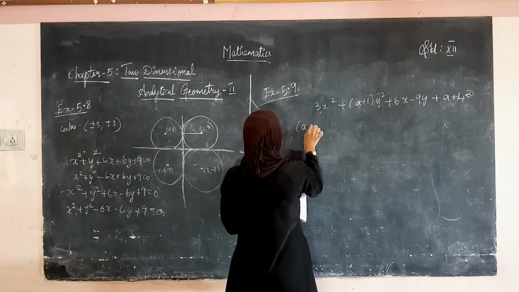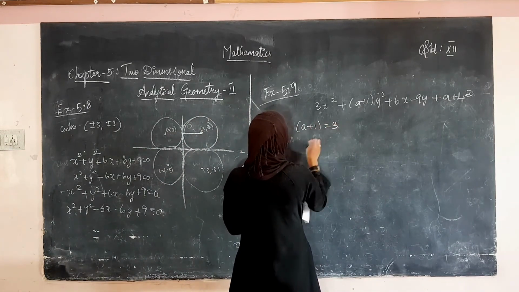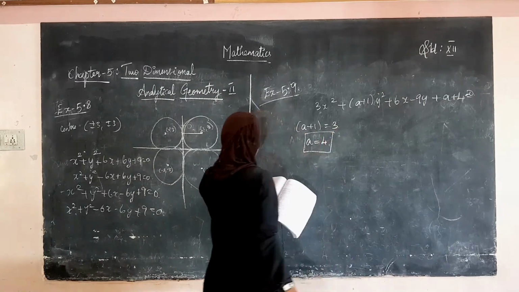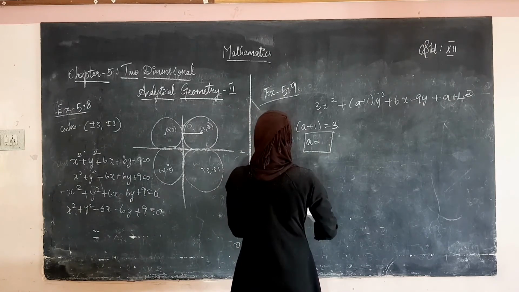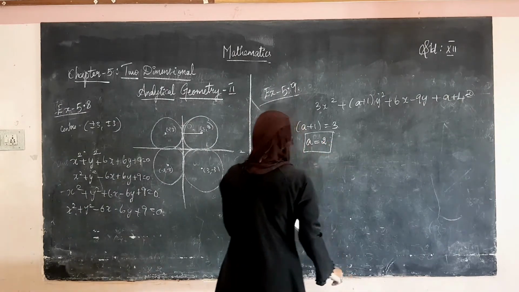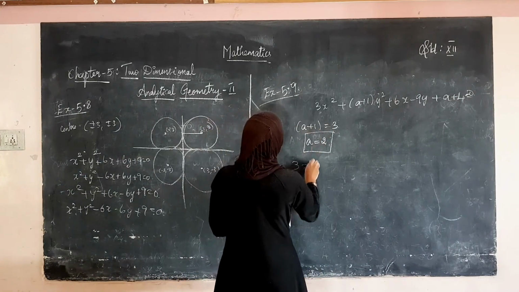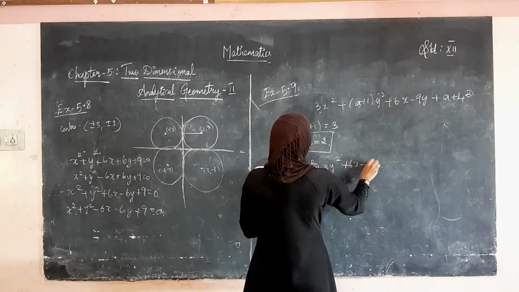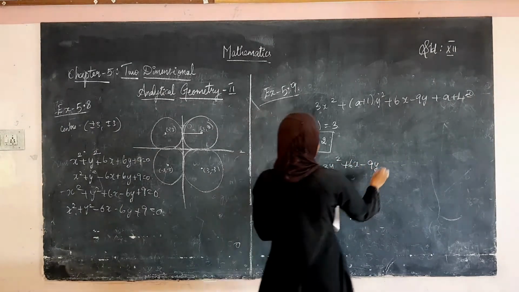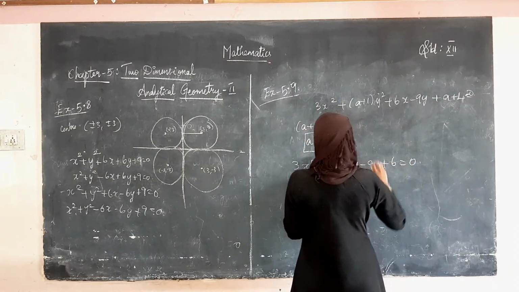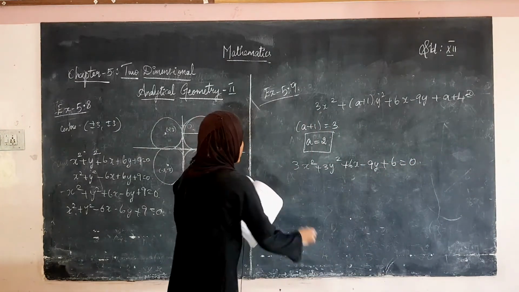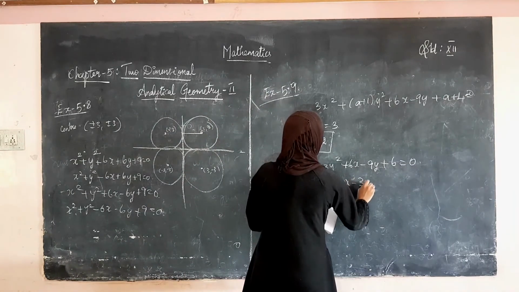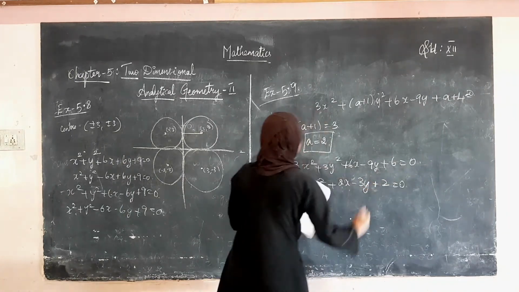So, from that condition, a + 1 = 3. So, what is the value of a? a is equal to 4. Sorry, a is equal to 2. 3 minus 1, a is equal to 2. Therefore, this equation becomes 3x² + 3y² + 6x - 9y + 2 + 4, that is + 6, = 0. So, divide the whole equation by 3: x² + y² + 2x - 3y + 2 = 0.